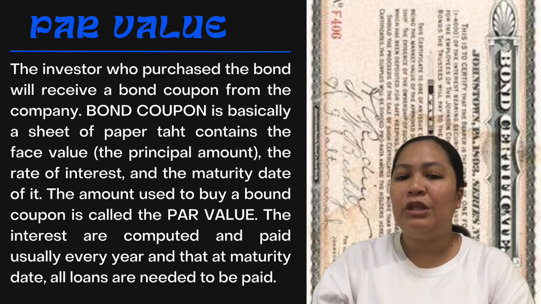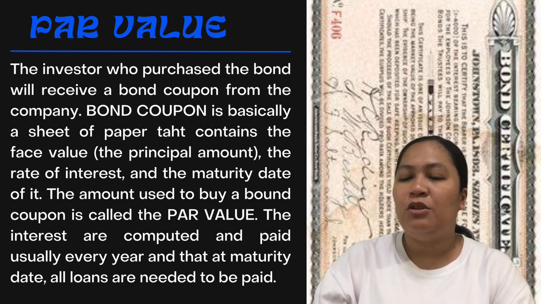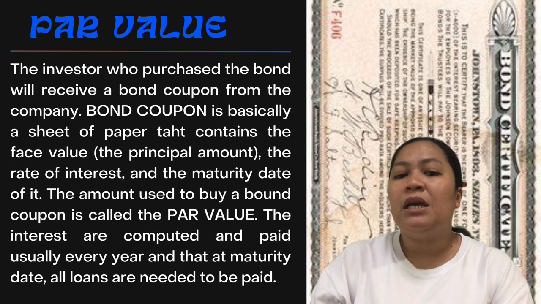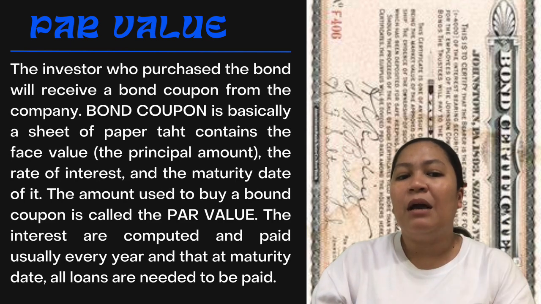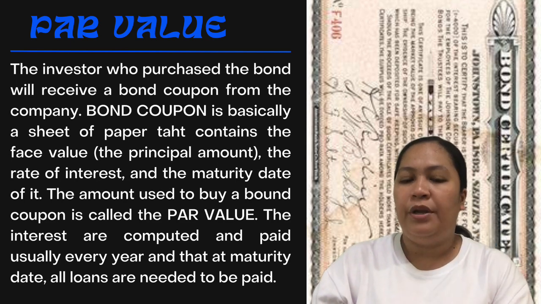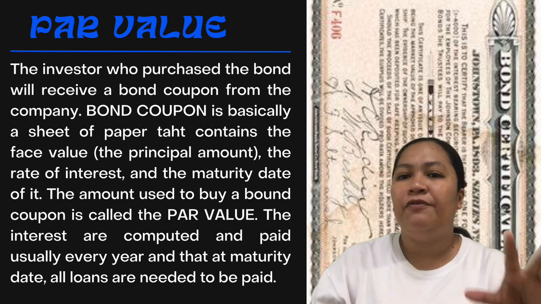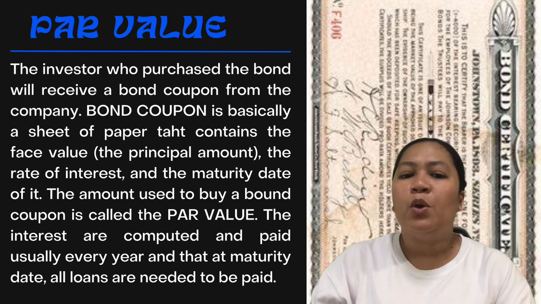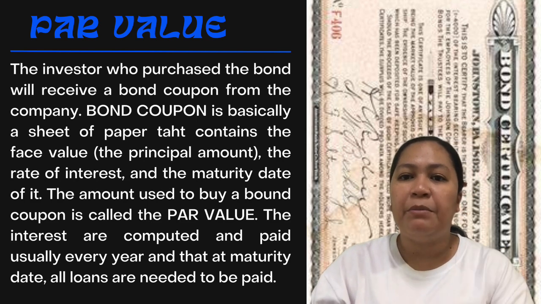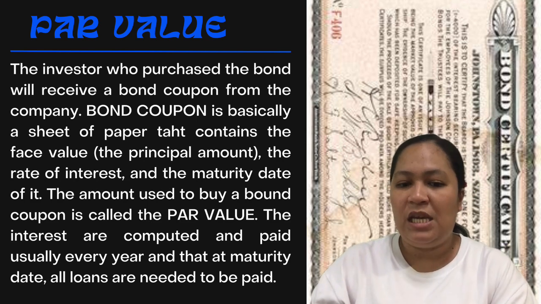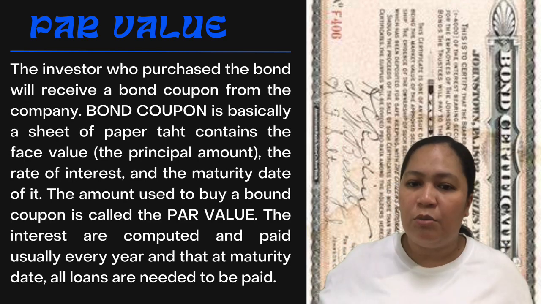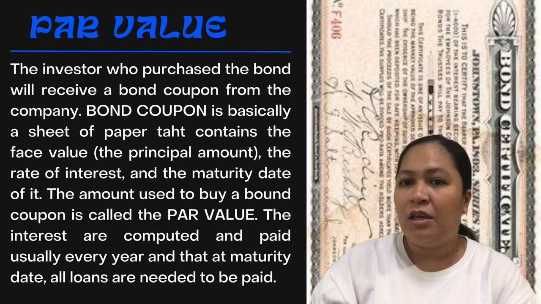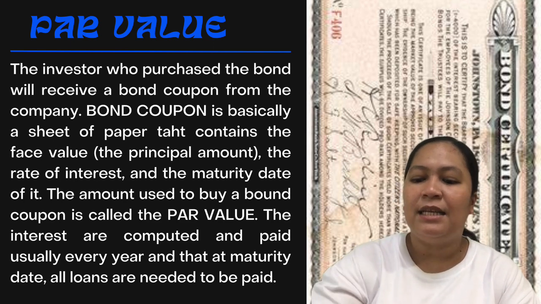The interests are computed and paid usually every year, and at maturity date all loans need to be paid. So meaning, par value is the amount you used to buy a coupon. Then the interest on that particular amount will be computed, and that will be your payment every year, annually, until the maturity date or due date, when your payment for the amount you borrowed is completed. So that's par value.